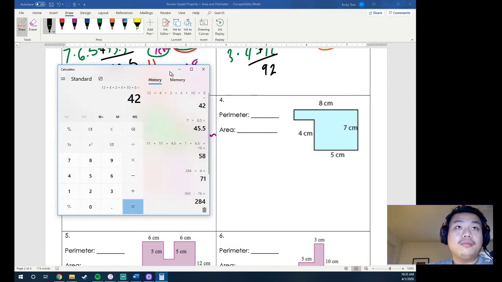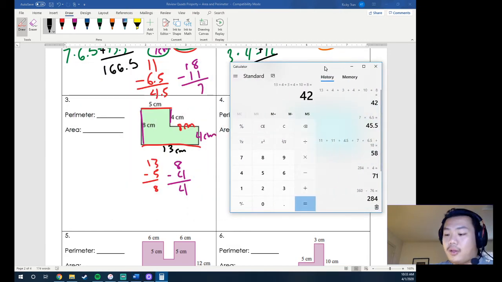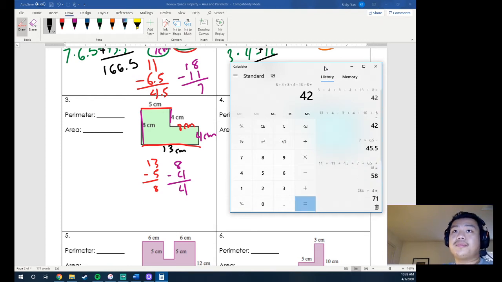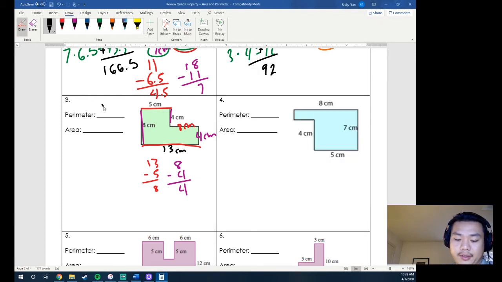So we have 5 plus 4 plus 8 plus 4 plus 13 plus 8. All right, so your perimeter is 42 centimeters. Okay, just note that all these shapes are not to scale. So just because the red 8 centimeters doesn't look like the 8 centimeters on the left, that's okay because it is not to scale. You're doing it based off the numbers.